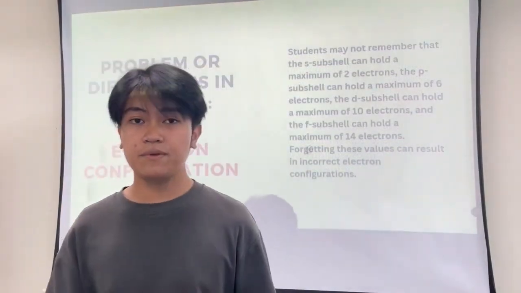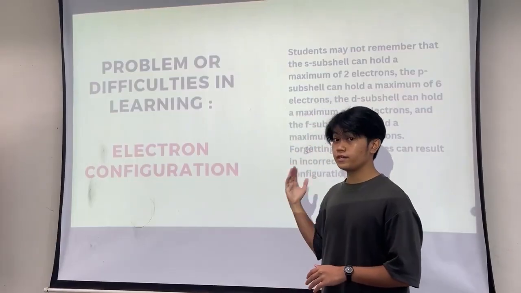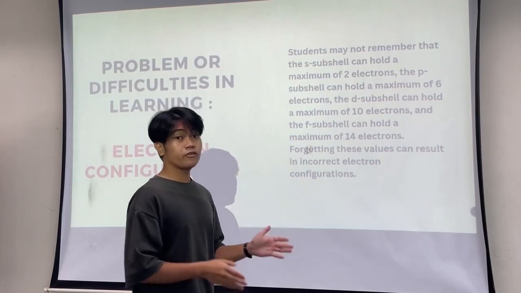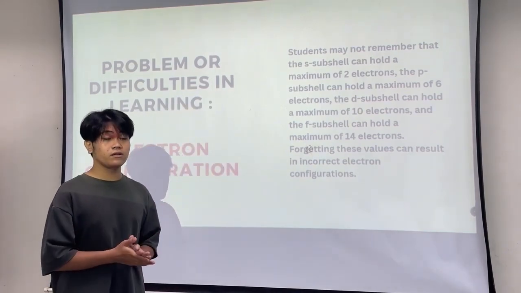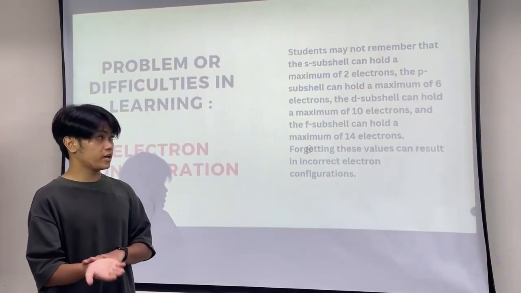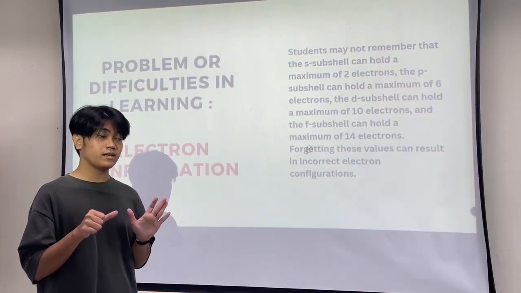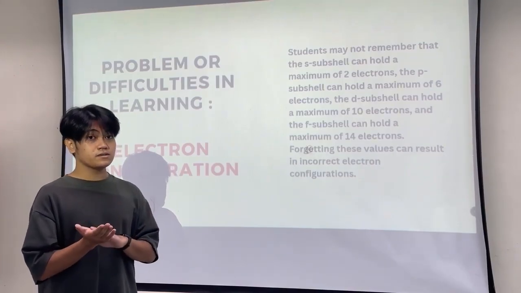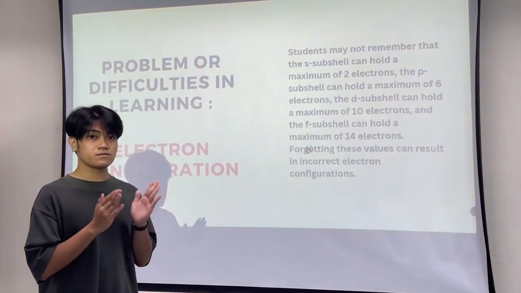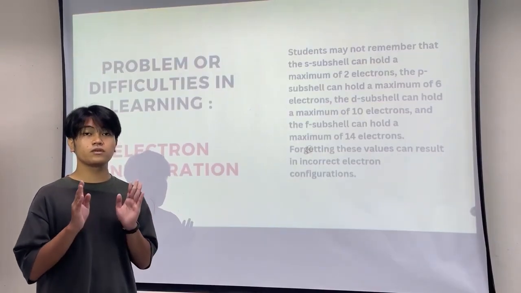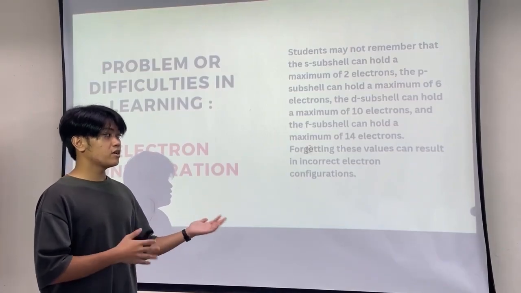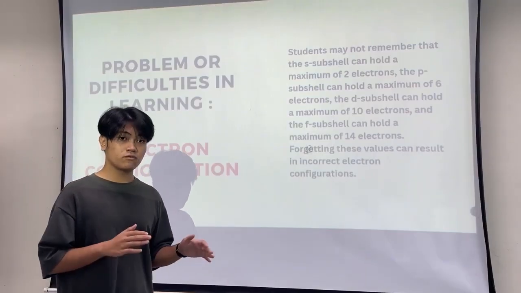Okay, so now I am here to explain the problems or difficulties in learning electron configuration. Students may not remember that the s subshell can hold a maximum of 2 electrons, the p subshell can hold a maximum of 6 electrons, the d subshell can hold a maximum of 10 electrons, and the f subshell can hold a maximum of 14 electrons. Forgetting these values can result in incorrect electron configurations.